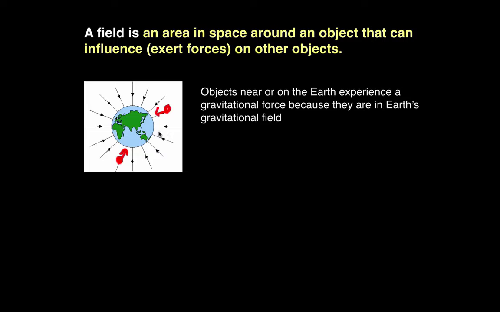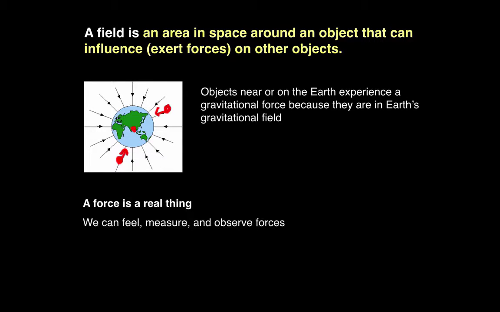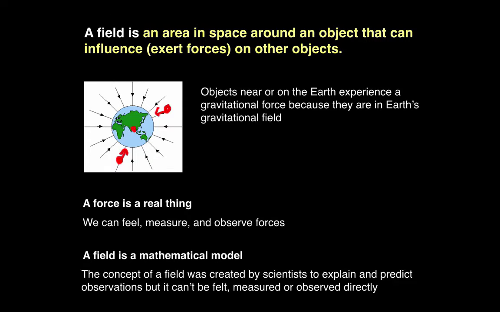These two directions are different, but they both point towards the center point on the Earth due to Earth's gravitational field. A force is a real thing. We can feel, measure, and observe forces. A field, on the other hand, is a mathematical model. It exists to explain these action at a distance forces. The concept of a field was created by scientists to explain and predict observations, but it can't actually be felt, measured, or observed directly.